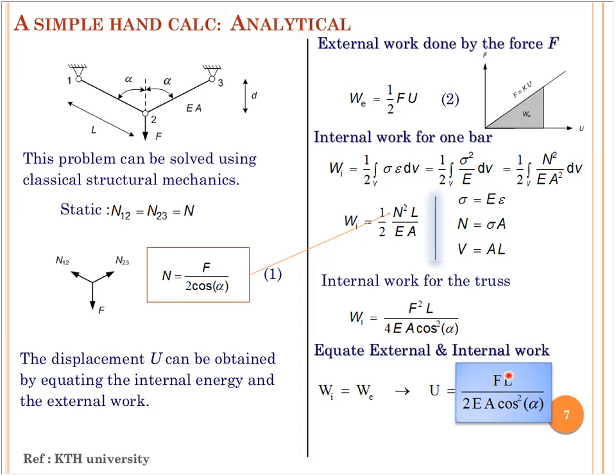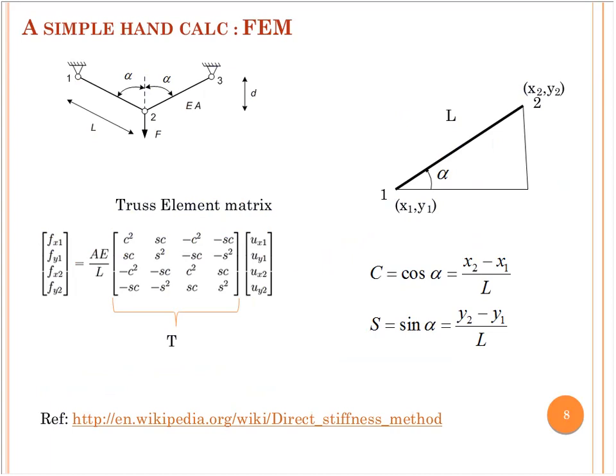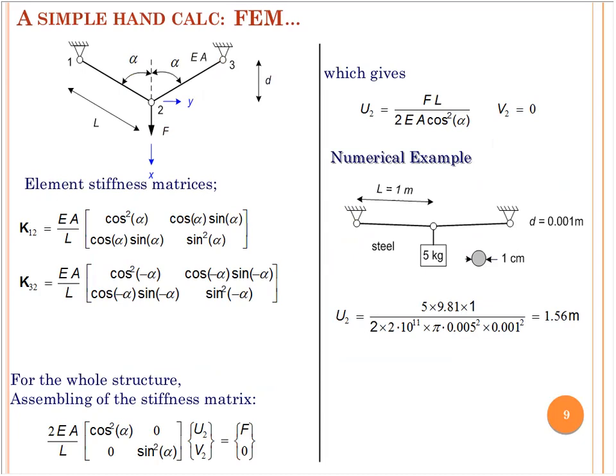If you want to do the same calculation using the finite element method, we start by writing the stiffness matrix of a truss element, assuming it is going to deform only in the axial direction, and we get a truss finite element matrix. Then, for the whole problem, we write the element stiffness matrix for element 1 and element 2, and assemble them together into the global stiffness matrix. This is the final FEM equation that we are going to get.